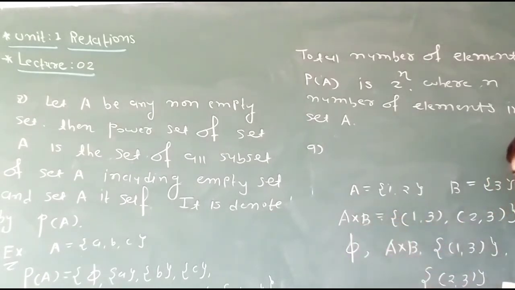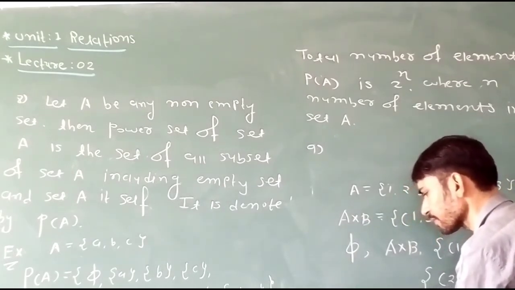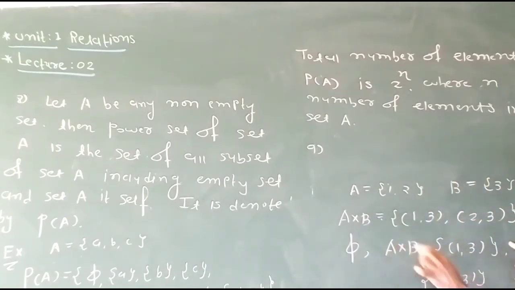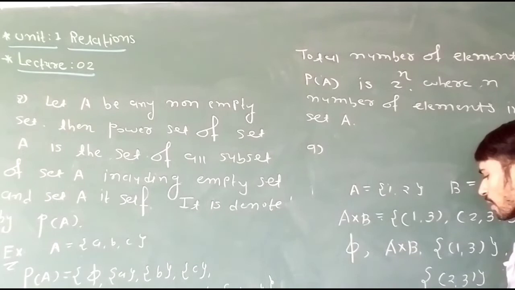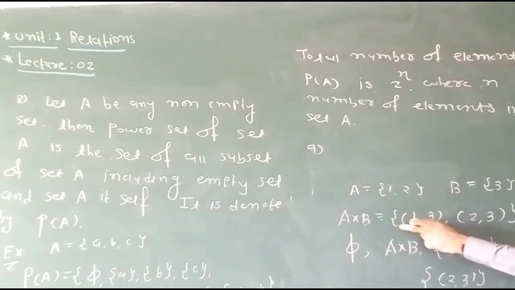Power set of A cross B. So define the power set of A cross B. We write all the subsets in a set form. First we write the empty set ϕ. Next we write the singleton set {(1, 3)}. Next we write the singleton pair {(2, 3)}. And finally we write the set Cartesian product A cross B itself. So we directly write it A cross B.